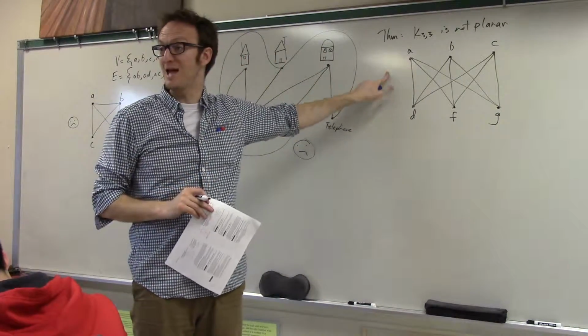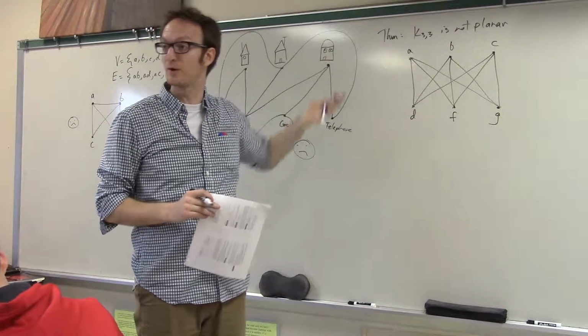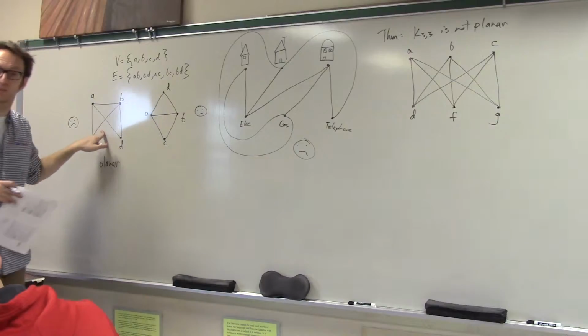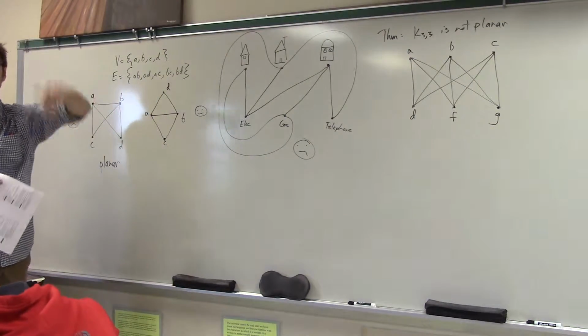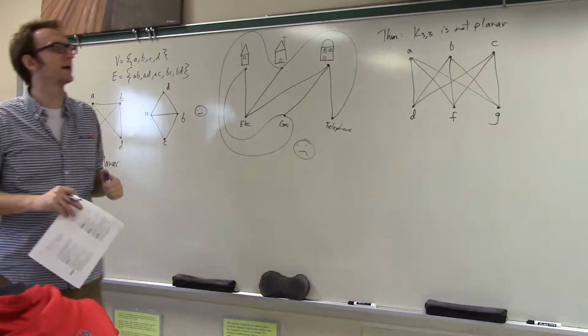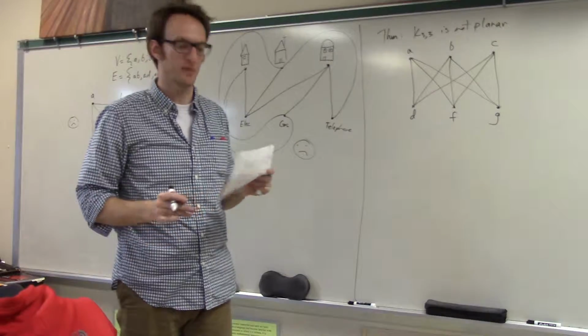But just because a particular embedding is not planar, that doesn't mean there is no planar embedding. Because as we've seen over here, this was a non-planar embedding, but this was a planar embedding. So we say a graph is planar if there is a planar embedding. Okay, but my theorem is that there just is not one, and so the graph is not planar.